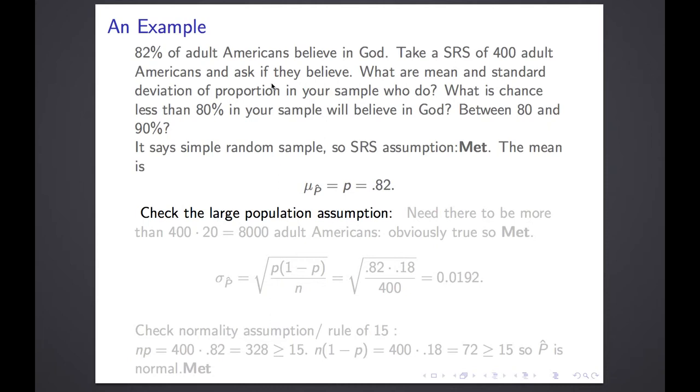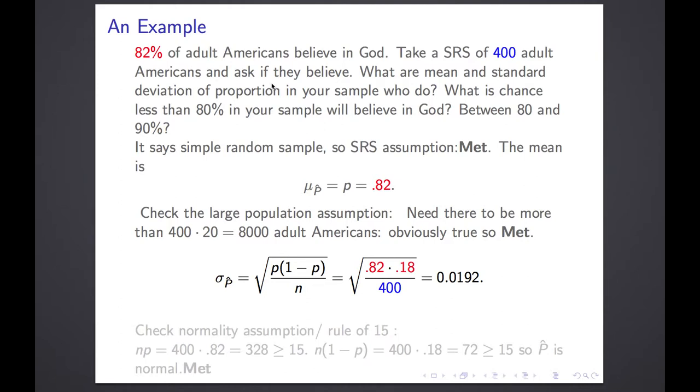Next, let's check the large population assumption B. We need the population to be more than 20 times the sample size. The sample size is 400, so we need the population to be at least 8,000. Of course, there are way more than 8,000 adult Americans, so that assumption is met.